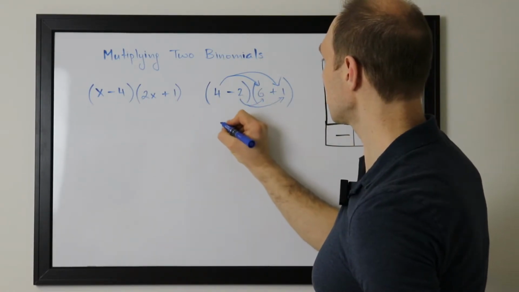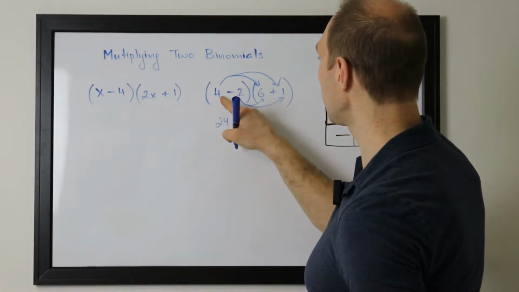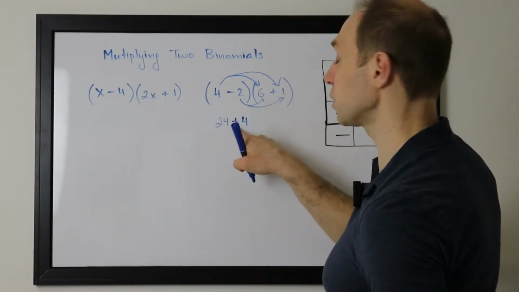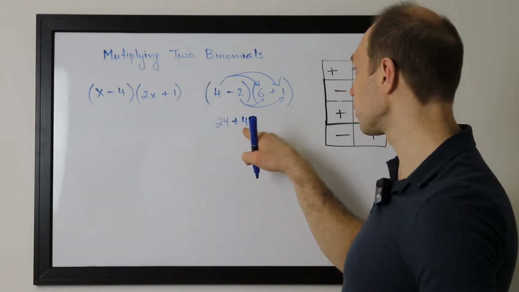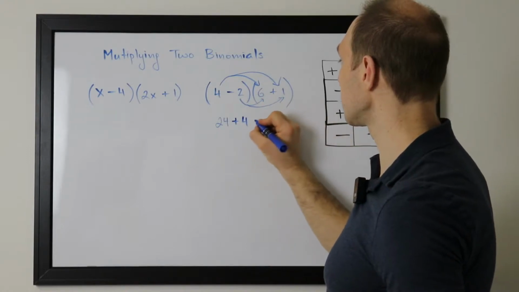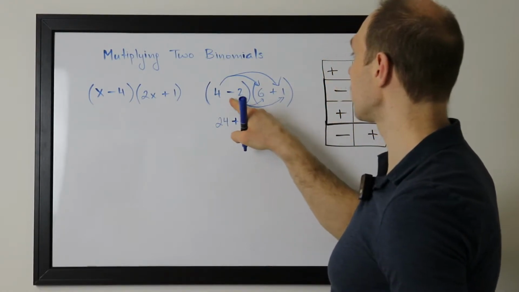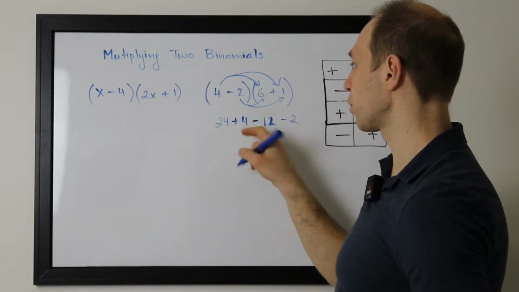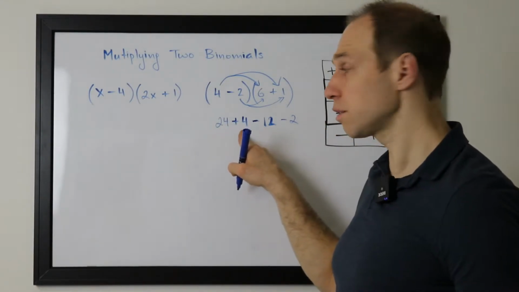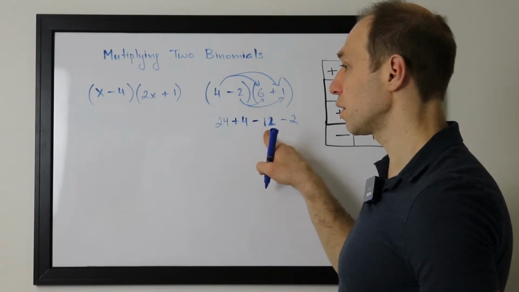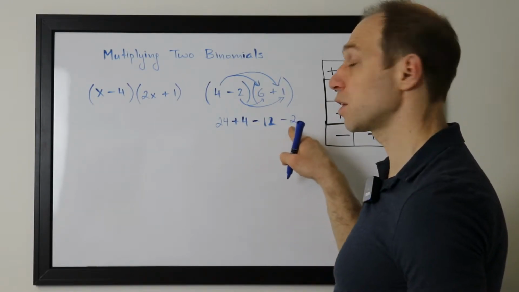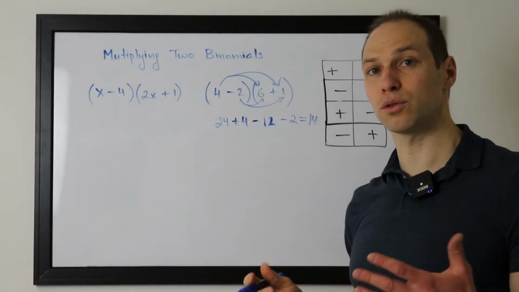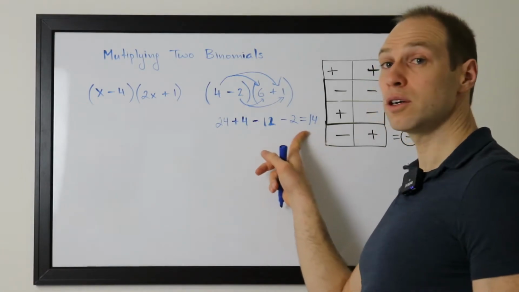4 times 6 gives us 24. 4 times 1 is 4. So 4 means positive 4, so I'm going to write positive 4. Negative 2 times 6 is a negative 12. And negative 2 times 1 is negative 2. 24 plus 4 is 28. 28 minus 12 is 16. 16 minus 2 is 14. So we can see that we can use two different methods of coming up with the same solution.